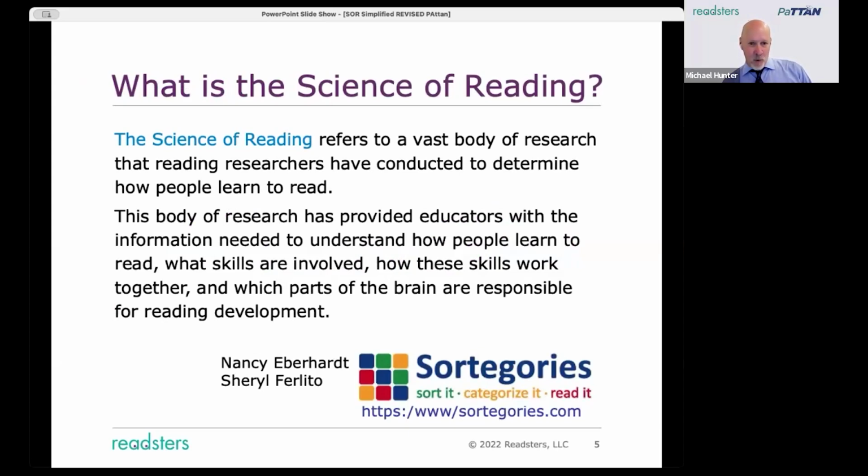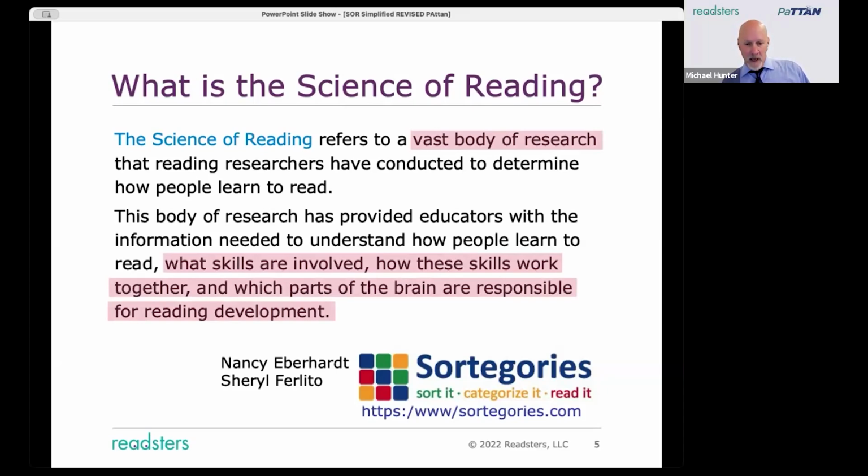On the slide is one that I came across from my friends Nancy Eberhardt and Cheryl Folito at SoR that I think gets pretty close to being a good, solid definition of the science of reading. So I'm not going to read that to you, but it's there. I will point out that in their definition, they refer to a vast body of research. So we know that it's scientific research. And what is it scientific research about?